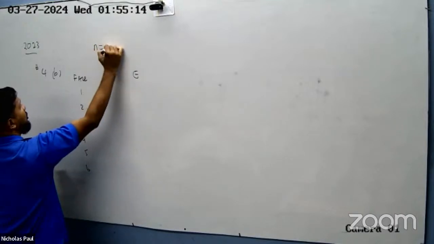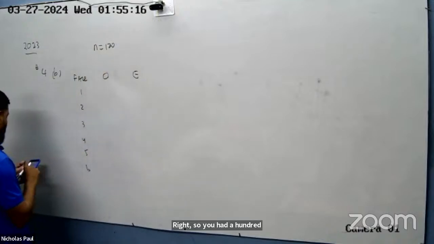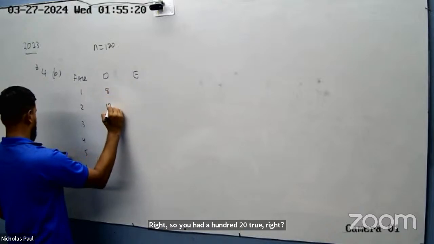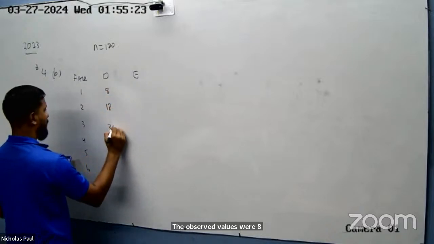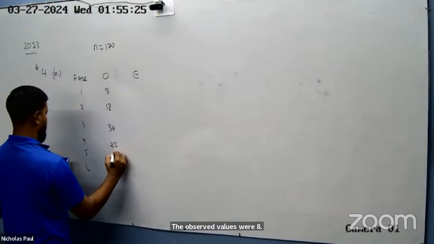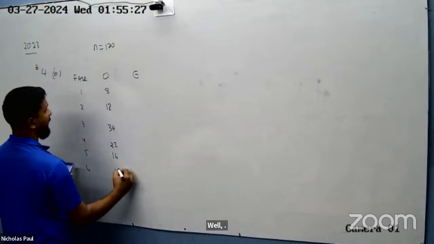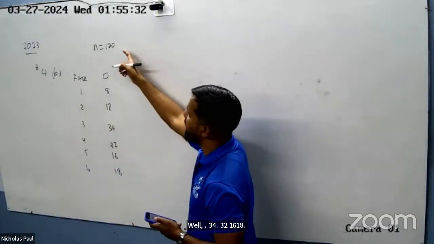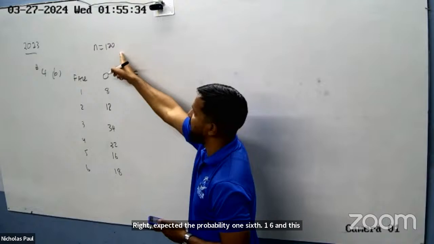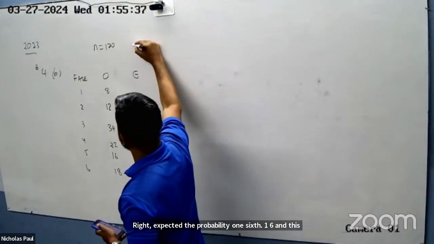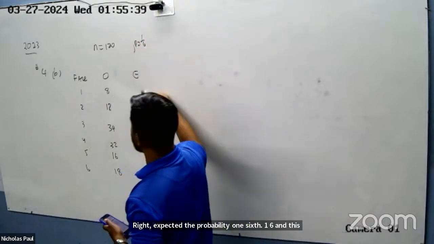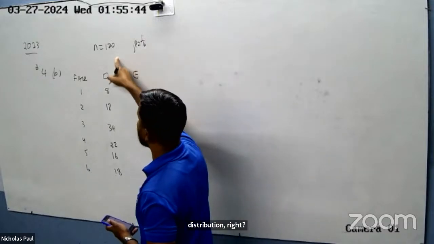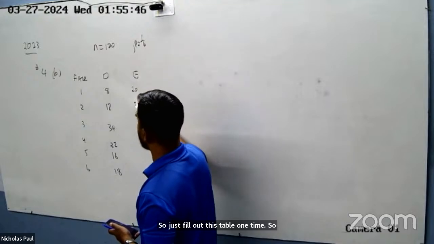So you had 120 throws. The observed values were 8, 12, 34, 32, 16, 18. Expected, the probability will be 1/6 each, since it is a uniform distribution. So I'll just fill out this table one time. 1/6 of 120 is 20.